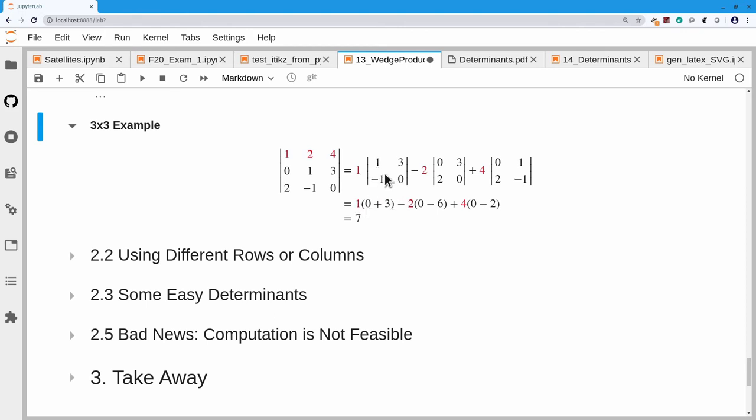So plus 1 times 1 times 0, minus 1 times 3, so 0 plus 3. Minus 2 times the determinant, 0 times 0, minus 2 times 3. So 0 minus 6. And for 4, it's 0 times minus 1, minus 1 times 2, so 0 minus 2. And finishing the arithmetic, the overall result is 7.